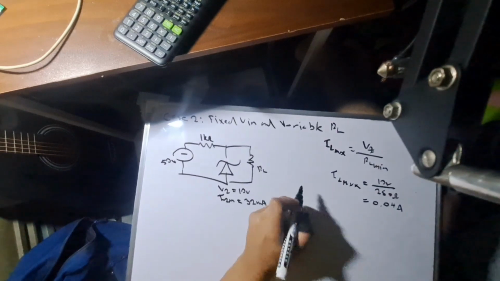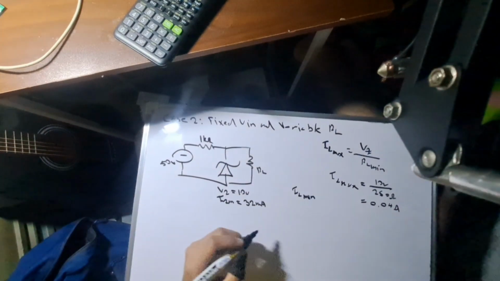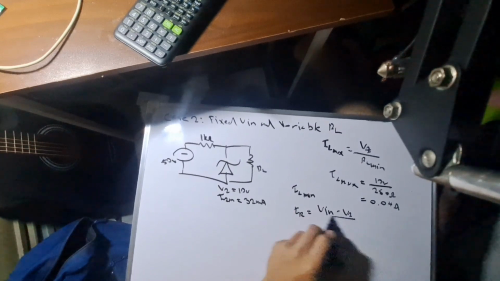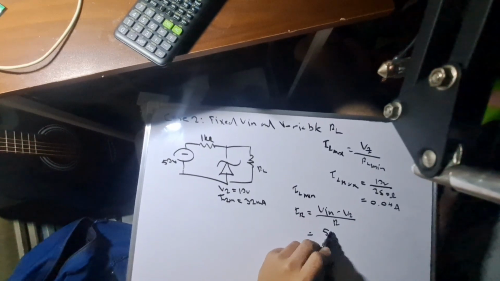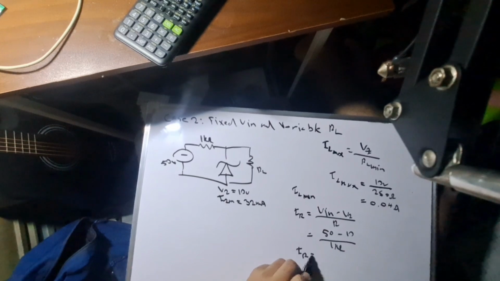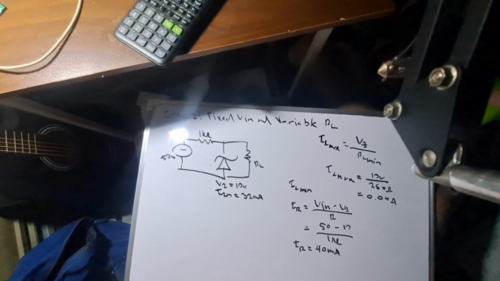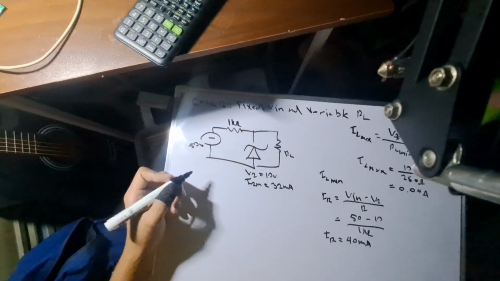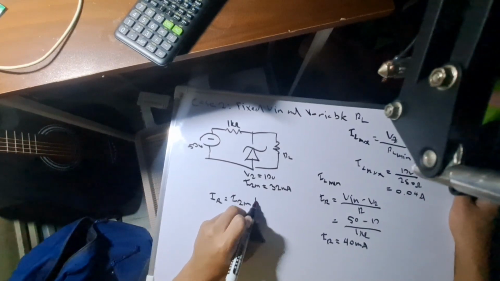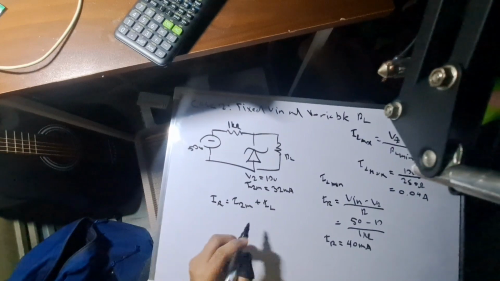Let's solve for IL minimum. But first of all, let's get IR. IR is equal to Vin minus V0 all over R, which is 50 minus 10 divided by 1K. Our IR is 40 milliamperes. So with that in mind, IR is equal to IZM plus IL.